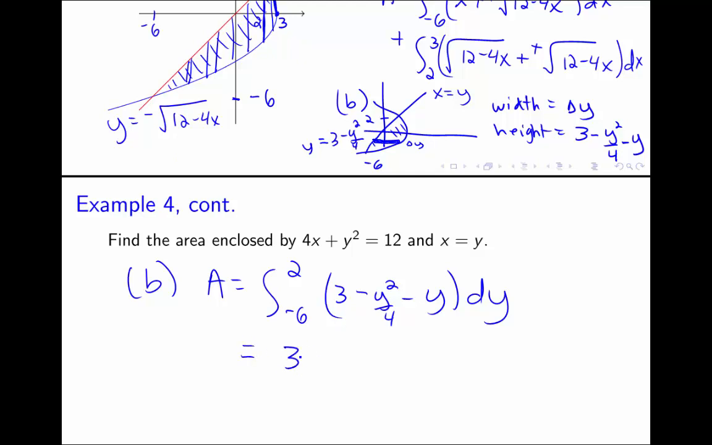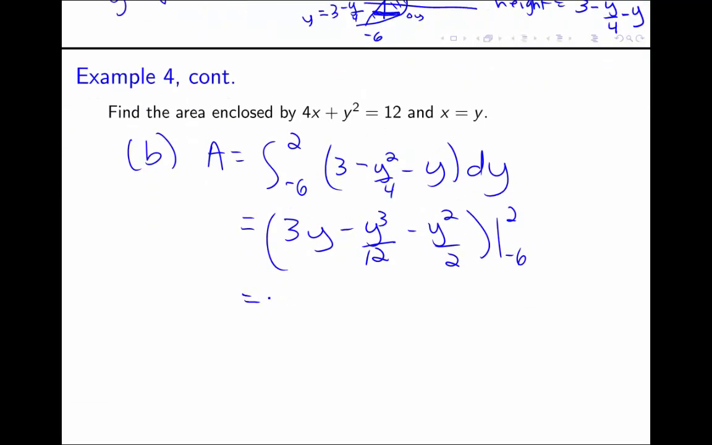So I see that I would take the antiderivative of each of these different pieces here. I'd have 3y minus y cubed over 12 minus y squared over 2, evaluated from -6 to 2. So we would have 6 minus, let's see, 2 cubed over 12, 8 over 12, minus 2 squared over 2, so that'll be -2, minus -18, minus -6 cubed over 12, minus 36 over 2.